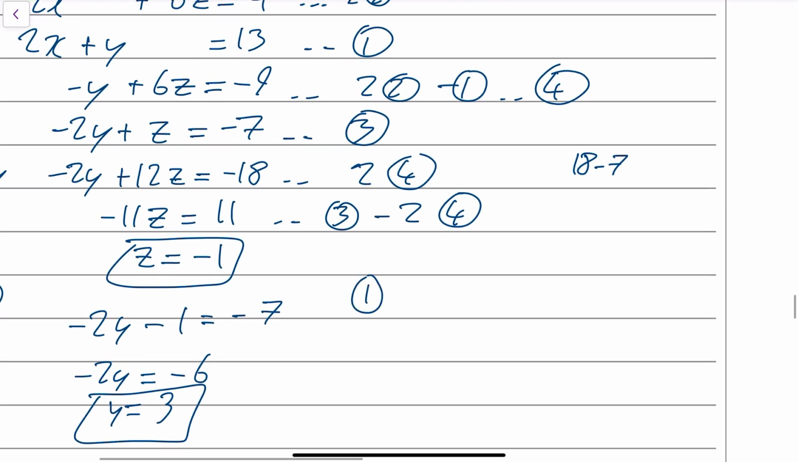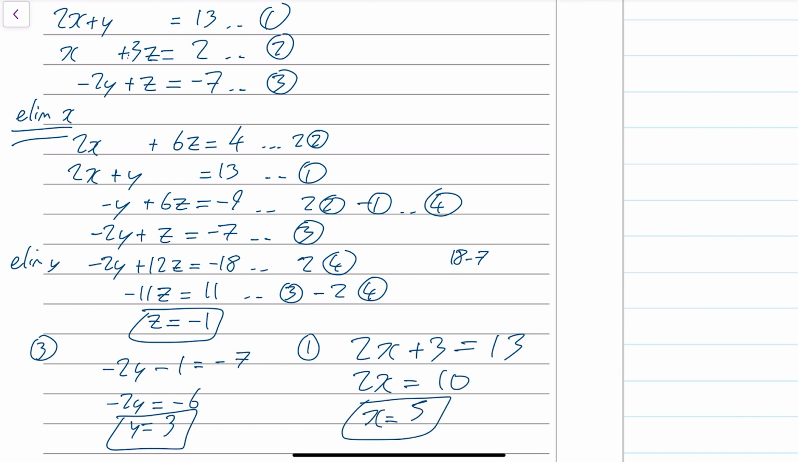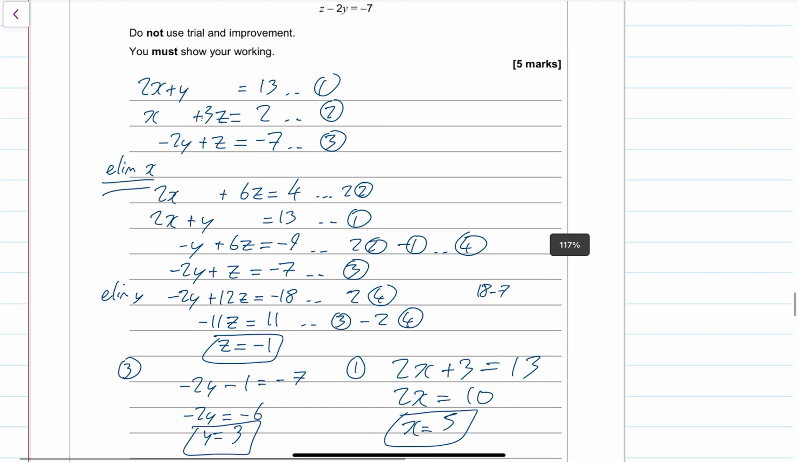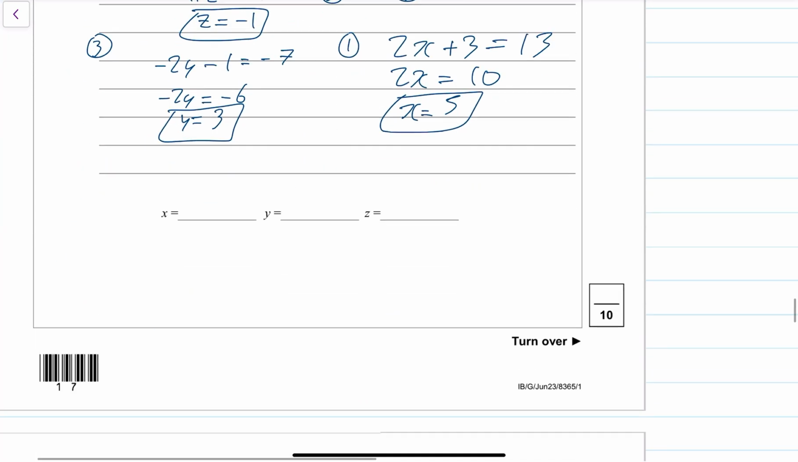And then we'll fire it back into equation 1. Can we fill that back in equation 1? We can indeed. You'll have 2 times my x plus 3 is equal to 13, which means 2x is equal to 10, which means x is equal to 5. And there we have it. Done.